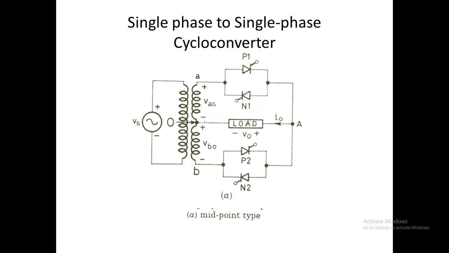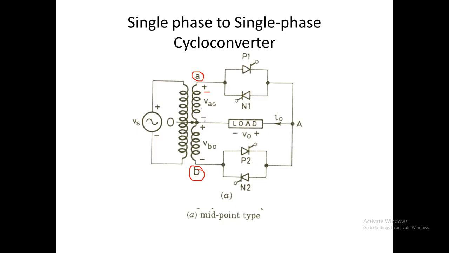This is the basic center tapped or midpoint configuration cycloconverter circuit. Here we have 4 SCRs: P1, N1, P2, N2. P1 and P2 are the positive group, and N1 and N2 are the negative group. For every cycle of the input voltage, to obtain positive output we have to trigger either P1 or P2. If we require the negative cycle at the output, we have to trigger either N1 or N2. For the positive cycle, terminal A will be positive and terminal B will be negative. So we have two choices.